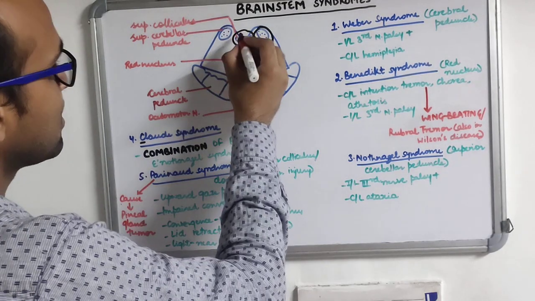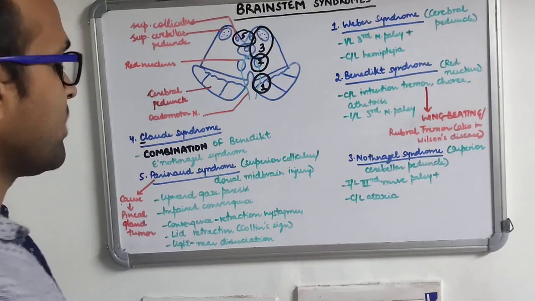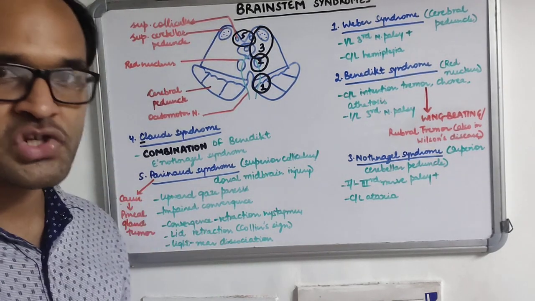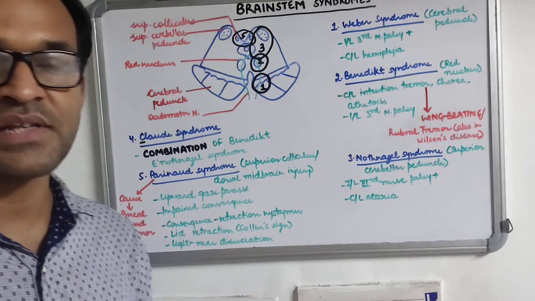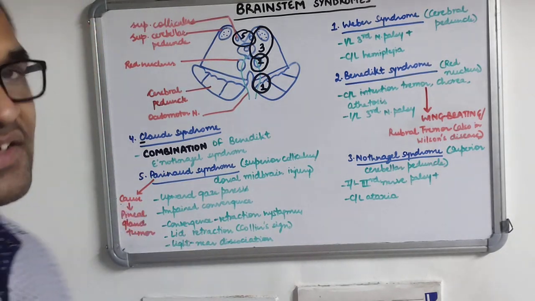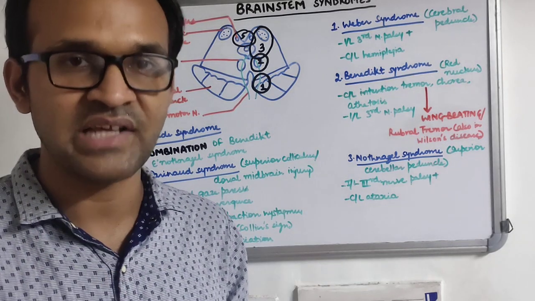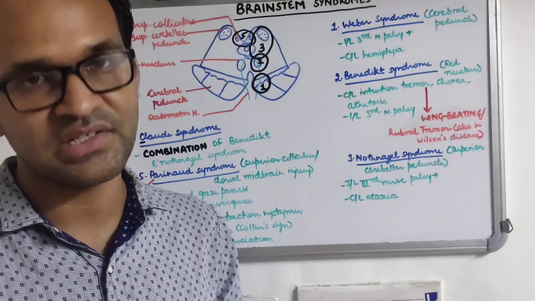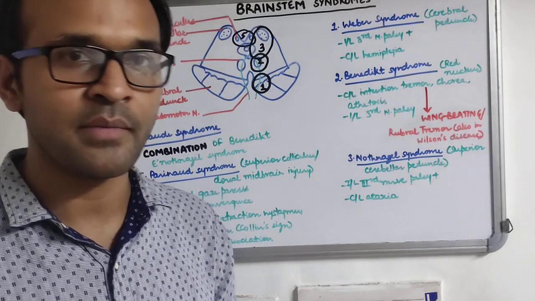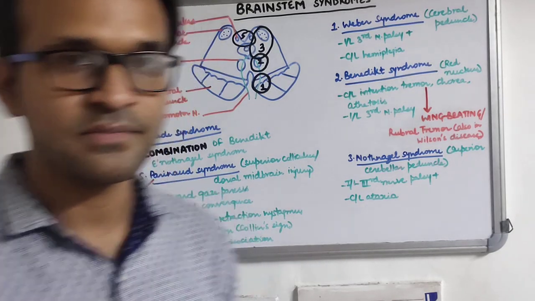So this is Parinaud syndrome, in which there is classically upward gaze paresis, impaired convergence, retraction nystagmus, lid retraction, which is called Collier's sign, and also light-near dissociation. That means light reflex is absent, but accommodation reflex is present. This is all about the midbrain syndromes. Now we will talk about the pontine syndromes.